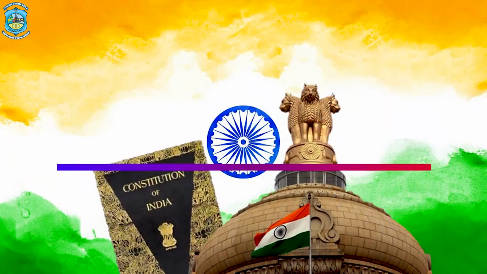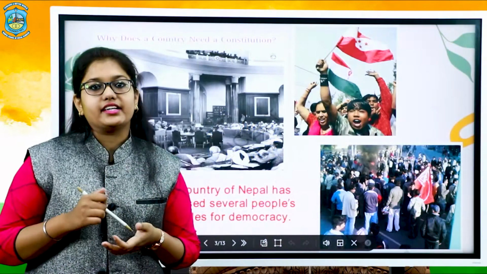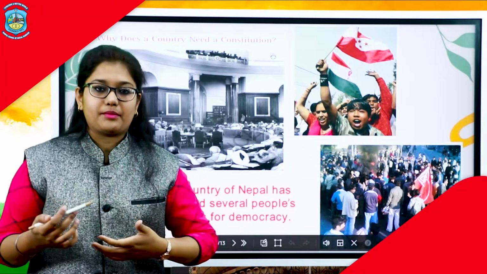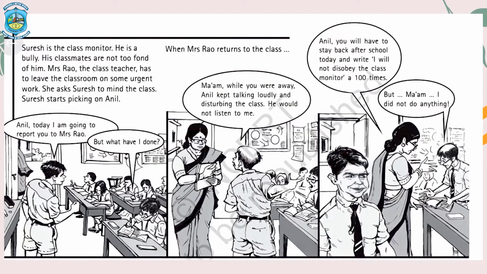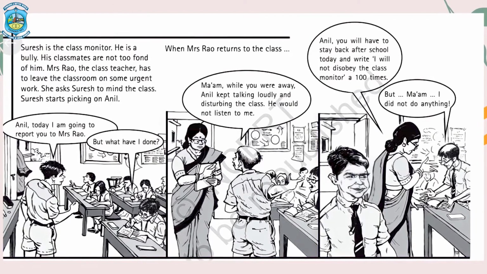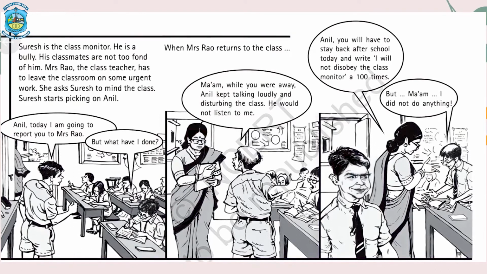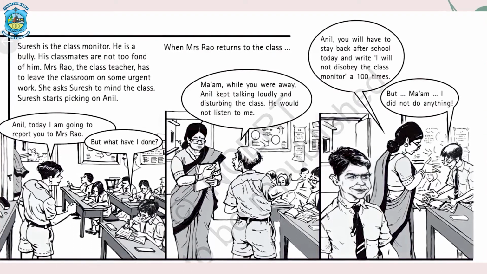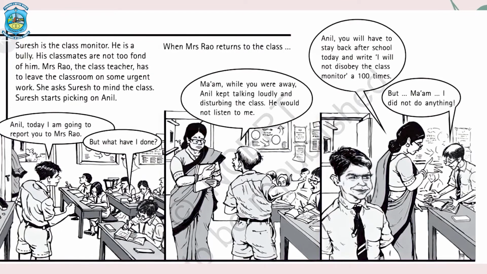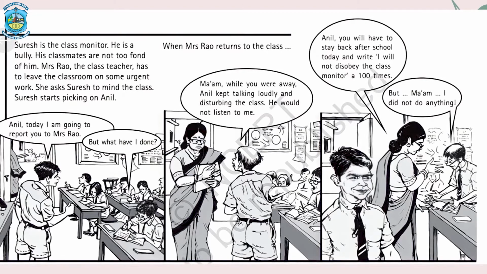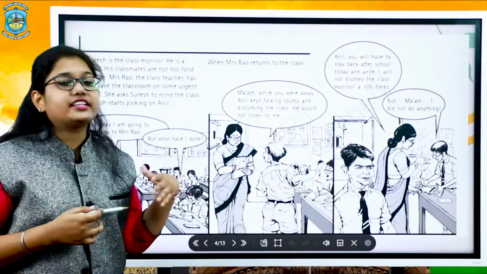There are some significant features and functions for why it should be adopted in a country. Let's understand this with an example. This storyboard is an example of a classroom where Suresh is a monitor and a bully. The teacher has to go out for some work, so she assigns the class monitor to mind the class, but he is going to pick on Anil because he doesn't like him. When the teacher comes back, he says that Anil was disturbing the class and did not listen to him.